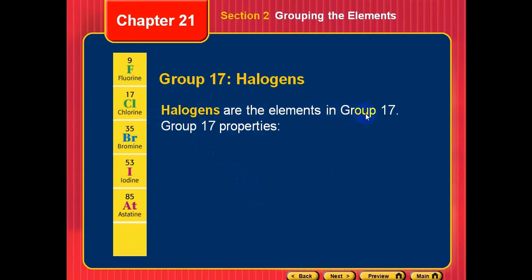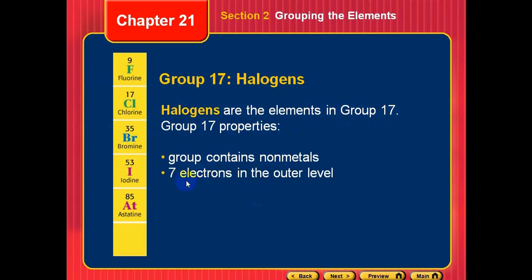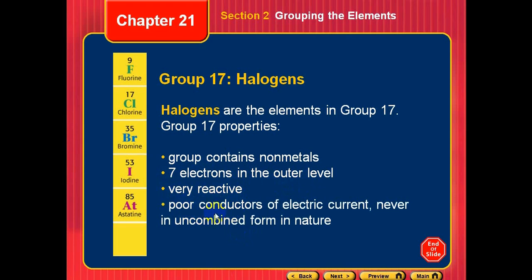Halogens are the elements in group 17. Halogens are very reactive nonmetals. They all are nonmetals. They have 7 electrons in the outer level. And as we said, they need to make it 8. So halogens have to gain 1 electron to follow the octet rule. And that's why they are very reactive elements. Poor conductors of electric current. Also, like alkali metals, if you remember, they are always found in compounds in nature.